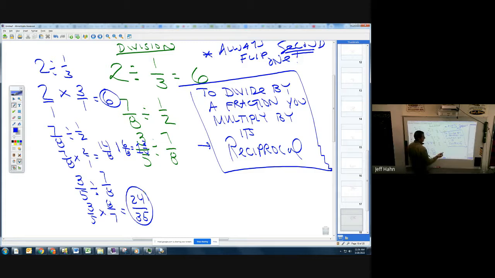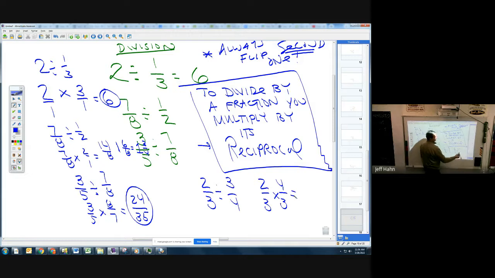Here's another one. How about this one? What is 2/3 divided by, I don't know, what should we say, 3/4? How would you do 2/3 divided by 3/4? You would take 2/3 and do what to it? Multiply it by what? 4/3, which would give you 8/9.